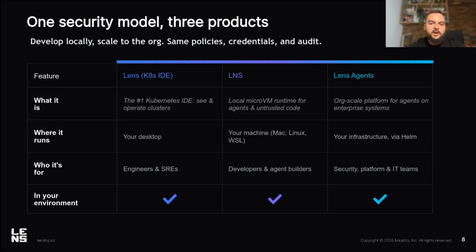So right now, our Lens organization has three different products. Lens is the Kubernetes IDE 1 million plus engineers already use.